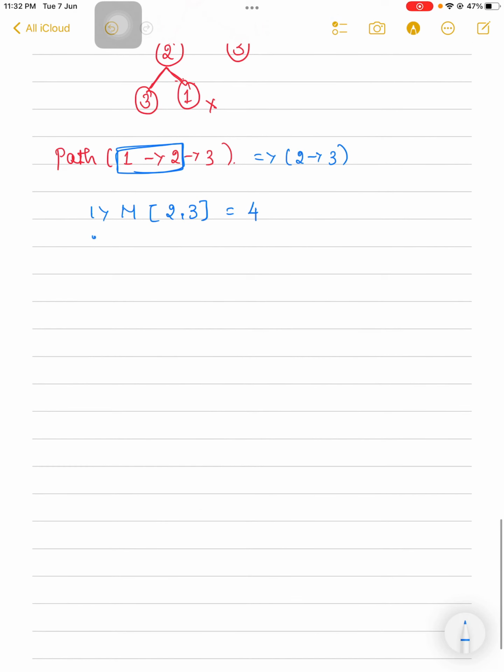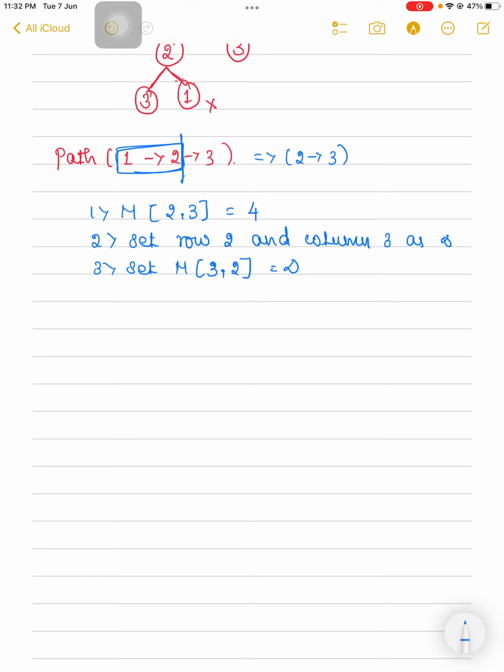And then set row 2 and column 3 as infinity, and also set 3, 2 in the matrix as infinity, right? Okay, which matrix are we supposed to start from? We are just going to start from 2 here. From 1 to 2 we have already computed, and from here we are just going to traverse.